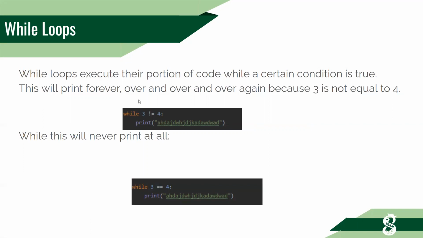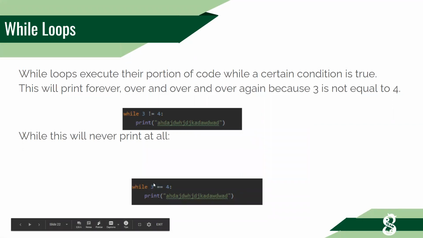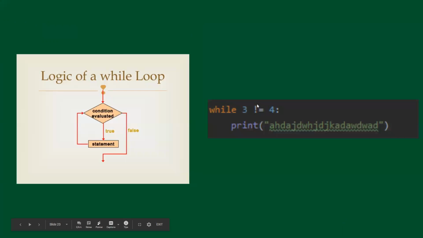So what it does is it starts, and then this statement will never print at all because this is true and this is false. So this will execute and this won't. So why does this happen? What happens here is that the while loop first checks this condition, and then if it's true, which it is, because 3 isn't equal to 4, then it'll execute this code.